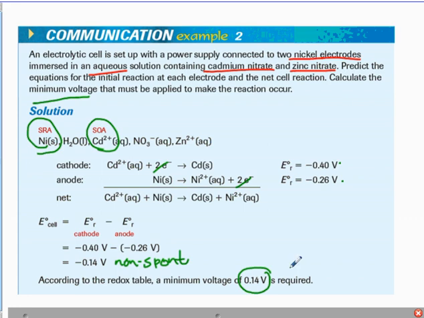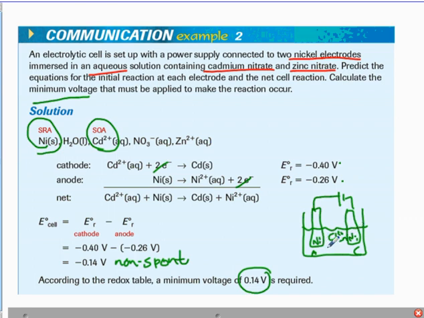If we were to draw this cell, we would have one solution containing two nickel electrodes. So these are both nickel. Our connecting wire contains the external power source. And then you could identify which direction the ions flow. So I'd have cadmium-2. If we called this the anode and this the cathode, the cadmium ions would flow to the cathode.